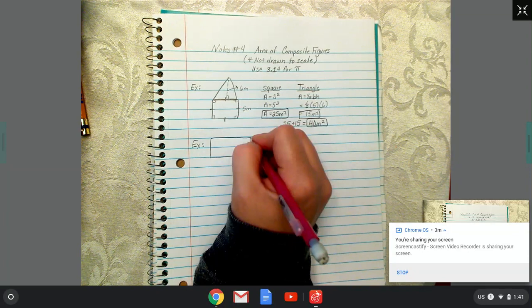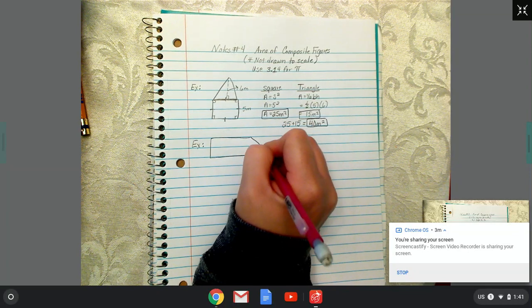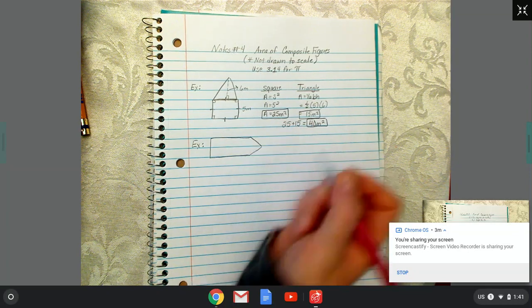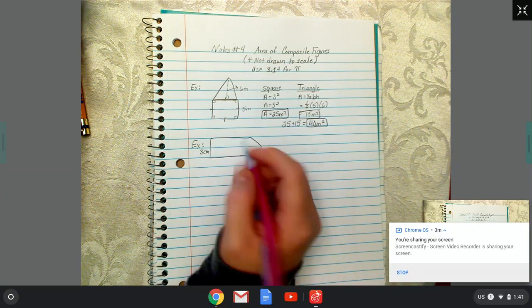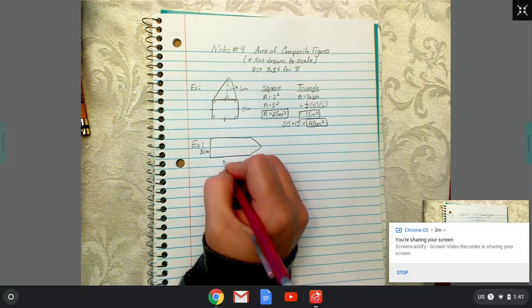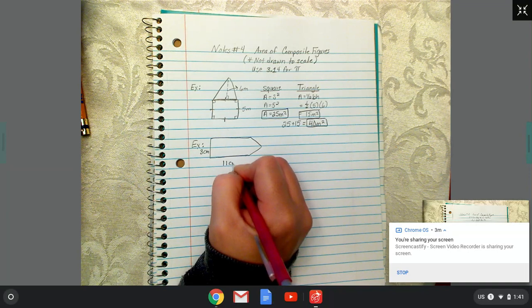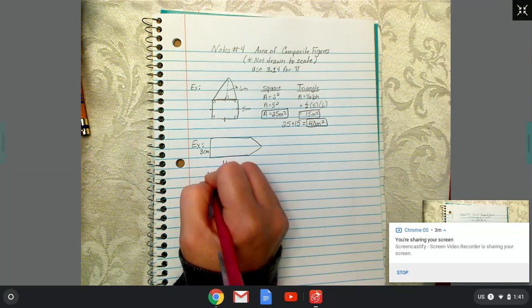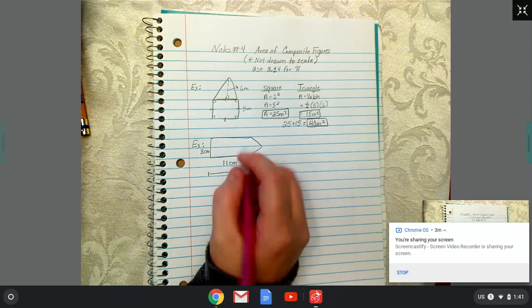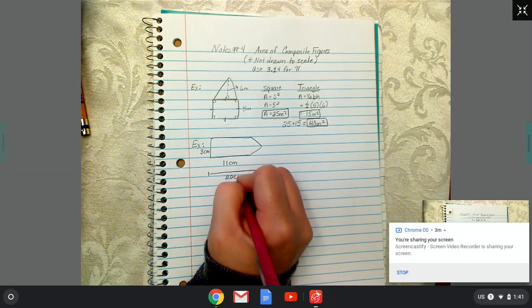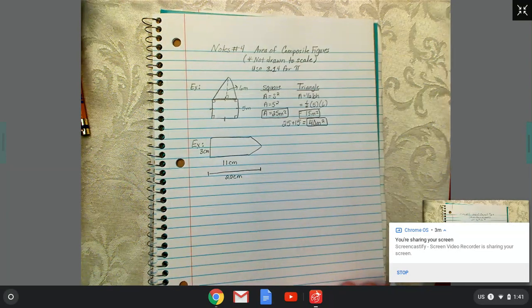looks like this. And what I'm given on it is 3 centimeters for the width. The length here is 11 centimeters. And then from the end all the way up to the tip of this thing is given to me as 20 centimeters. Now remember, these are not drawn to scale.